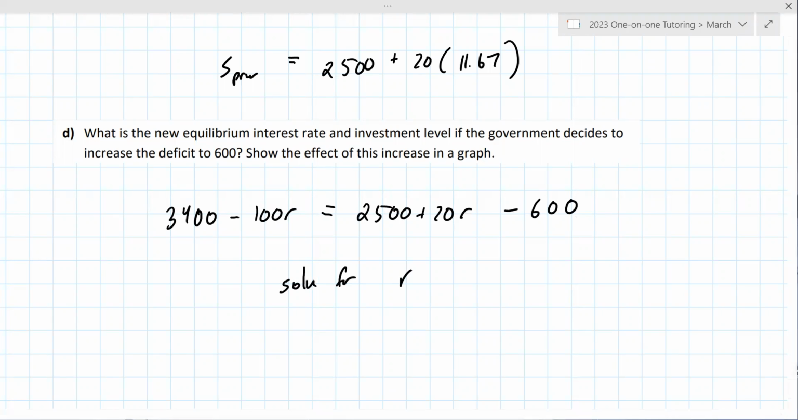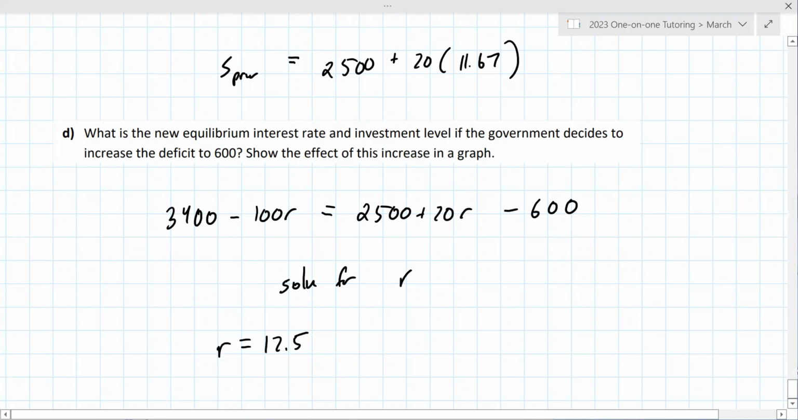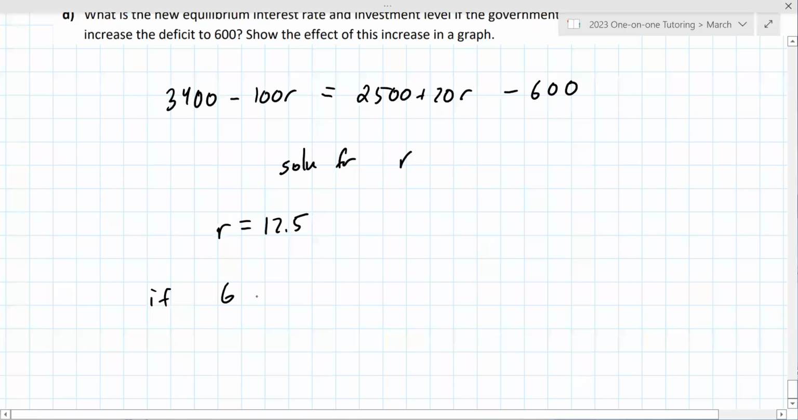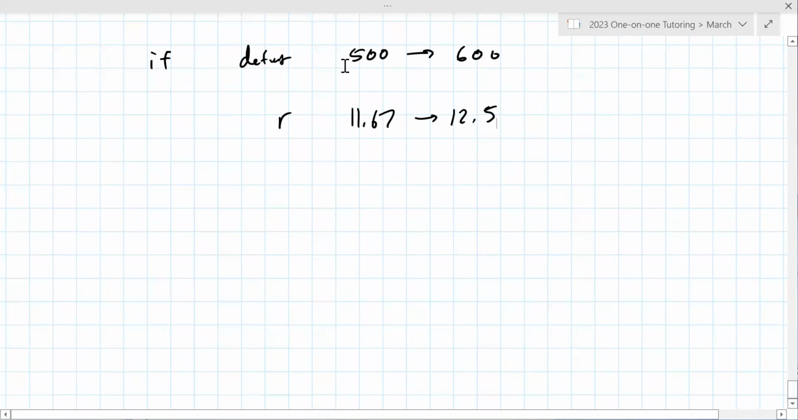And then we need to make some sort of a statement here. So R ends up being 12.5. So the idea here is that if the deficit increases, goes from 500 to 600, R goes from 11.67 to 12.5. And then they do this graphically, but I think that's a nice economics type of summary to say what happens, whether it goes up or down, and so on.